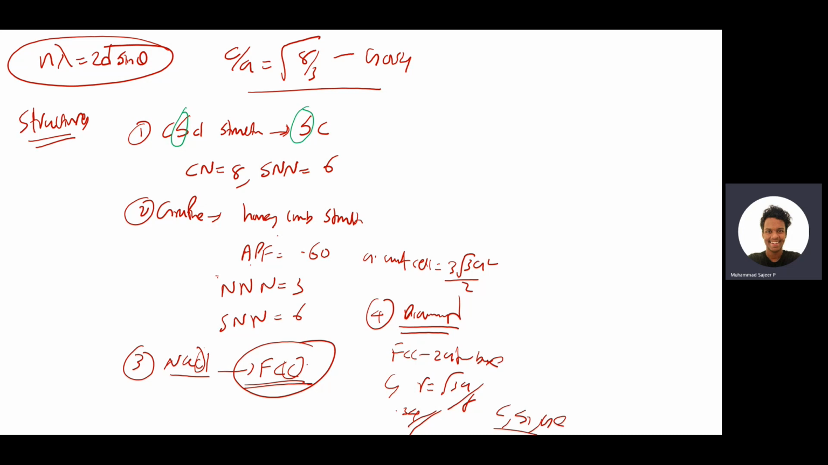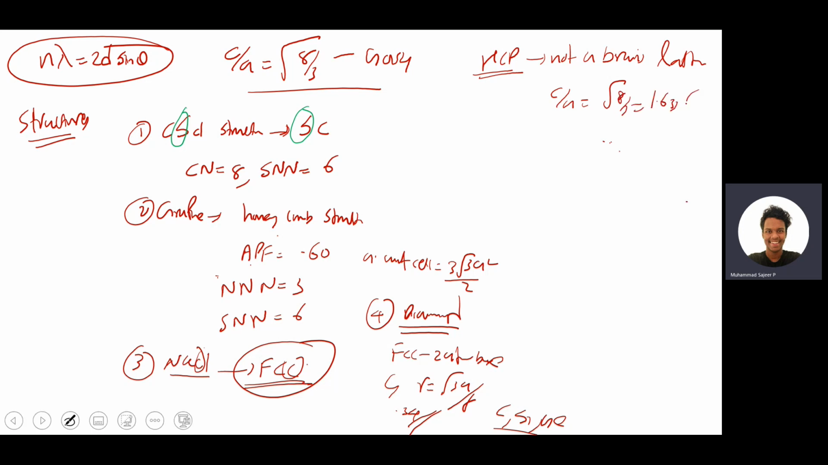Okay, now we have the HCP structure. HCP is not a Bravais lattice. Sometimes in JAM they ask this; I remember when I was writing JAM, I think they asked this question. It's not a Bravais lattice, and its c by a ratio, as I already told you before, is root 8 by 3 or 1.633. It was asked in JAM once. Its fraction of volume occupied is 0.74, its coordination number is 12, and the effective number of atoms is 6.